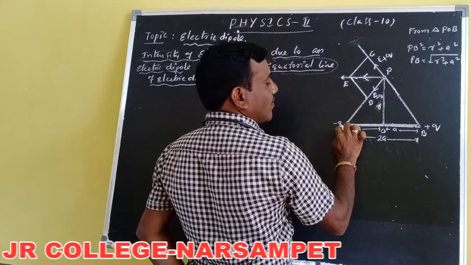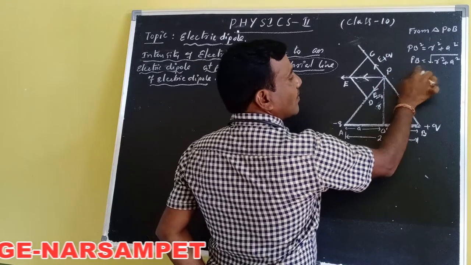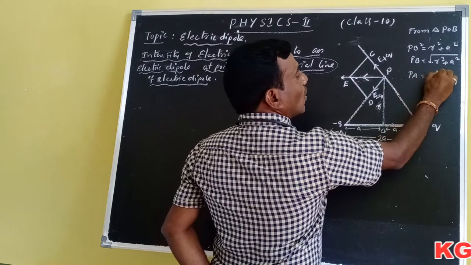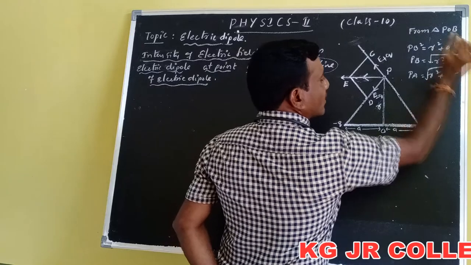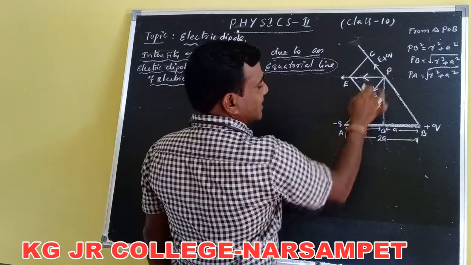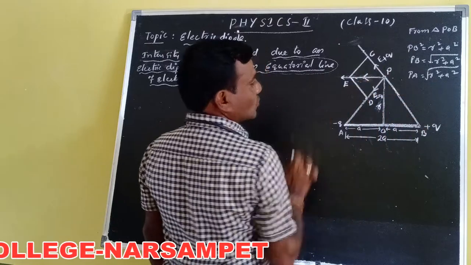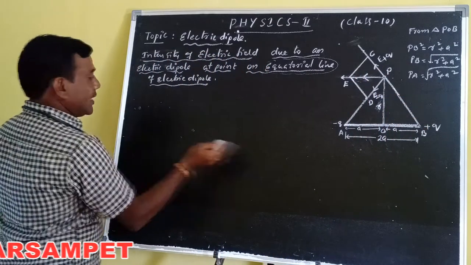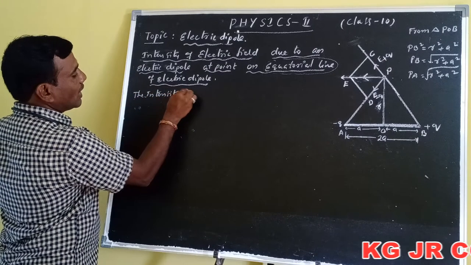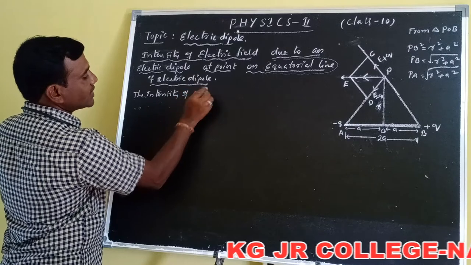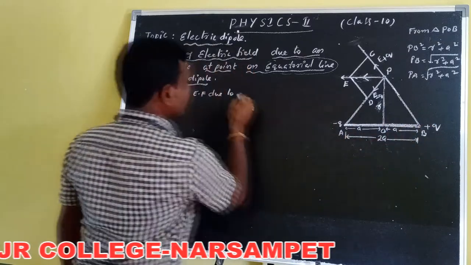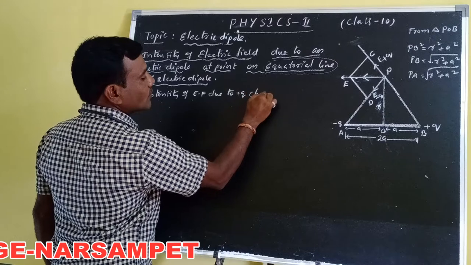Similarly, the distance between minus q and P, PA, is also the square root of r square plus a square. It is the same distance as between point P and plus q, similarly for minus q, because it is an isosceles triangle. Okay, now the intensity of electric field, E, means electric field due to the plus q charge.